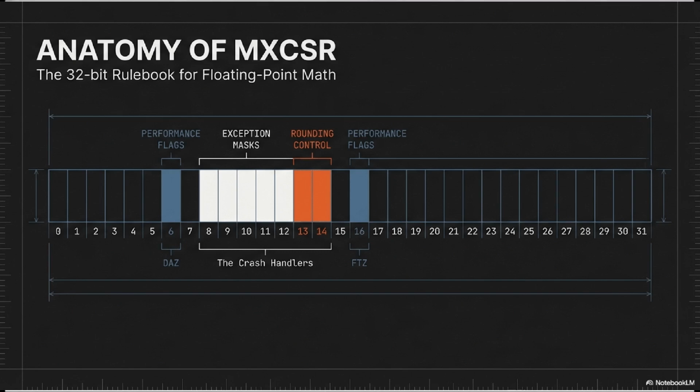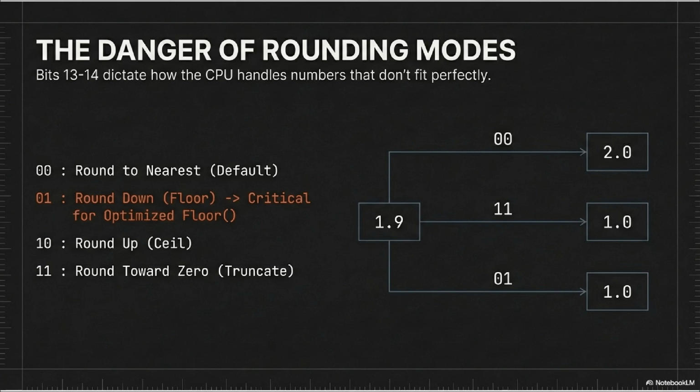It's called the MXCSR. Honestly, you can think of it as the master rulebook for all floating-point math on the chip. It controls literally everything, how numbers are rounded, how errors are handled, the whole shebang. And here's the really wild part. Just a few bits in this one register can completely change the outcome of your calculations.